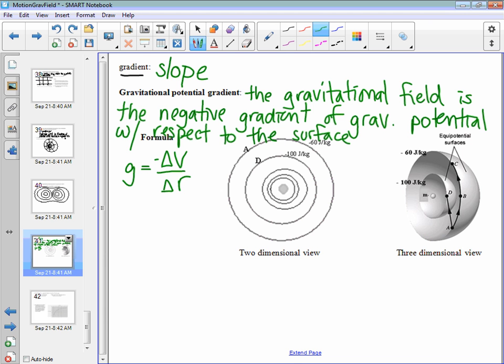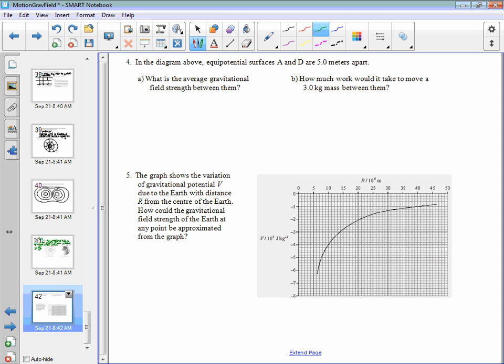That's pretty much just what you need to know. As you change gravitational potential relative to the position that you're in, that change in V equals your gravitational field strength. We can average it between a couple of different positions. For the instantaneous value, we would use the derivative, but we won't be doing that in this class.